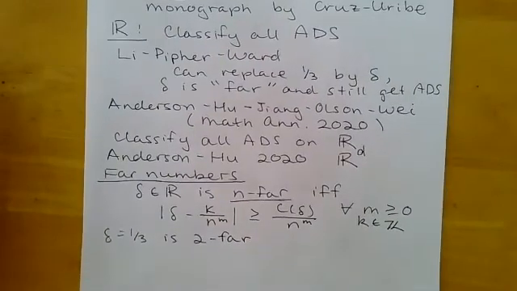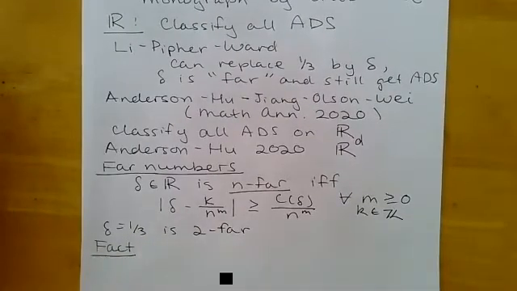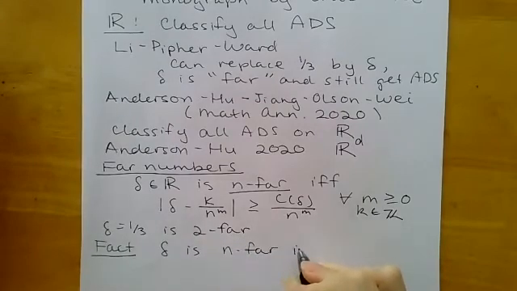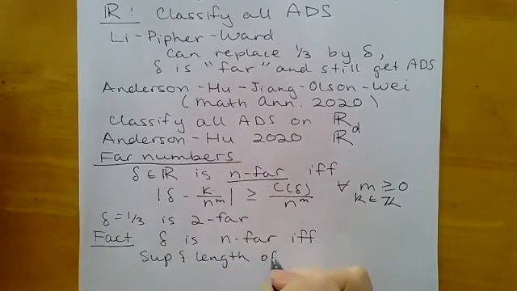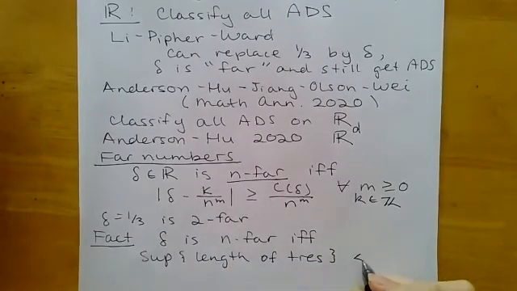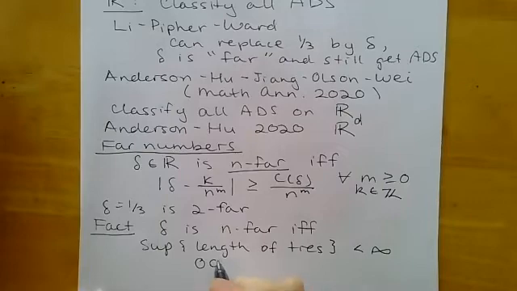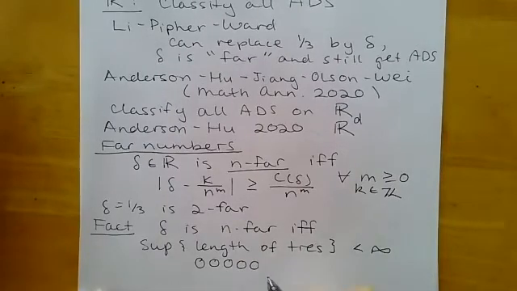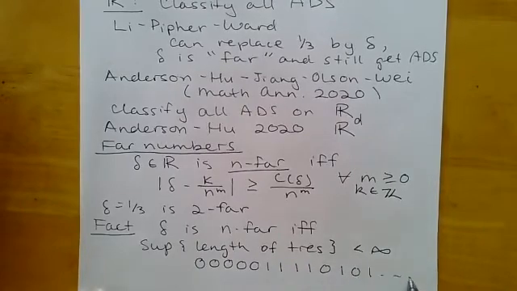And as I said, you can use number theory to generate a lot of these, but I will give a fact that was included in the Math Annalen paper, that delta is n-far if and only if the sup of the length of ties is finite. And a tie is, if you take delta and you expand it out in binary, or more generally n-ary, but let me just list the binary expansion for now. If you have a delta that looks something like this, etc., this is a tie of length 5.